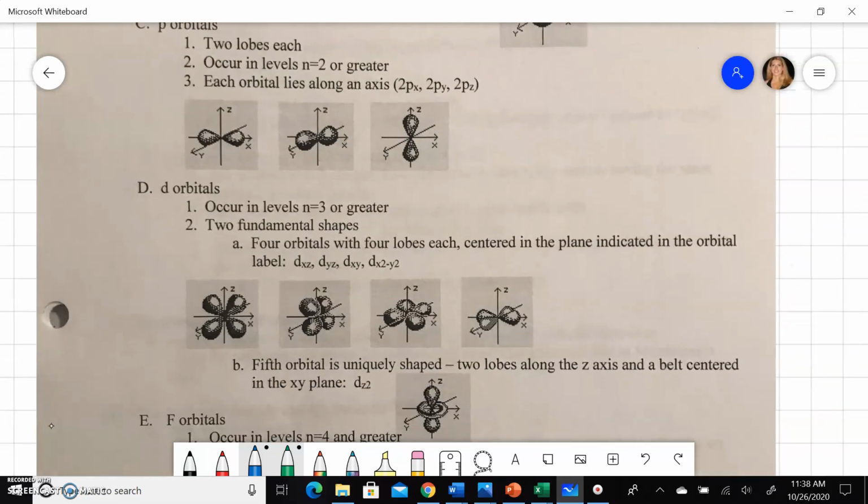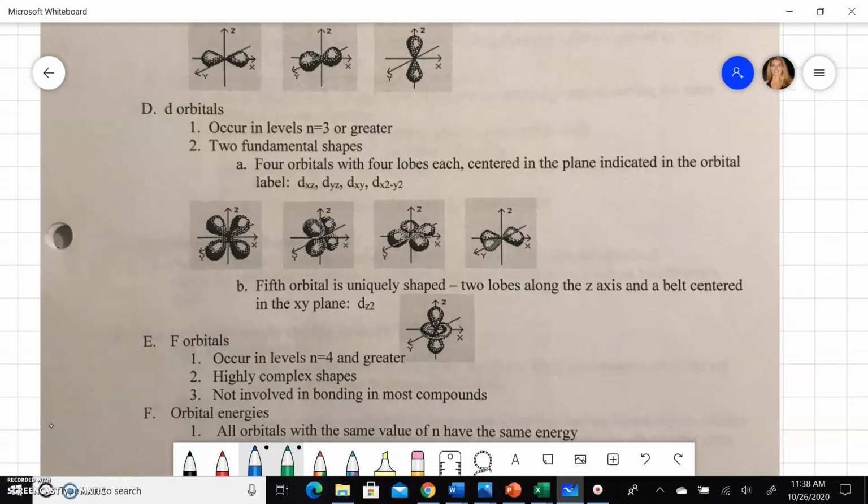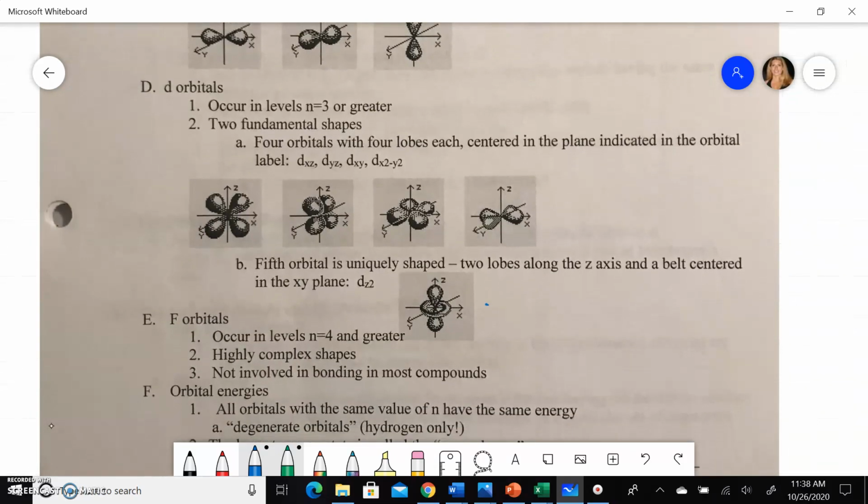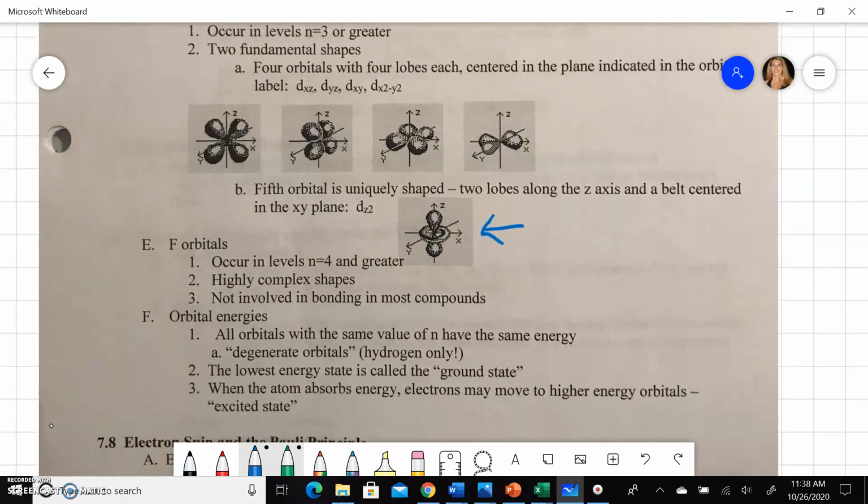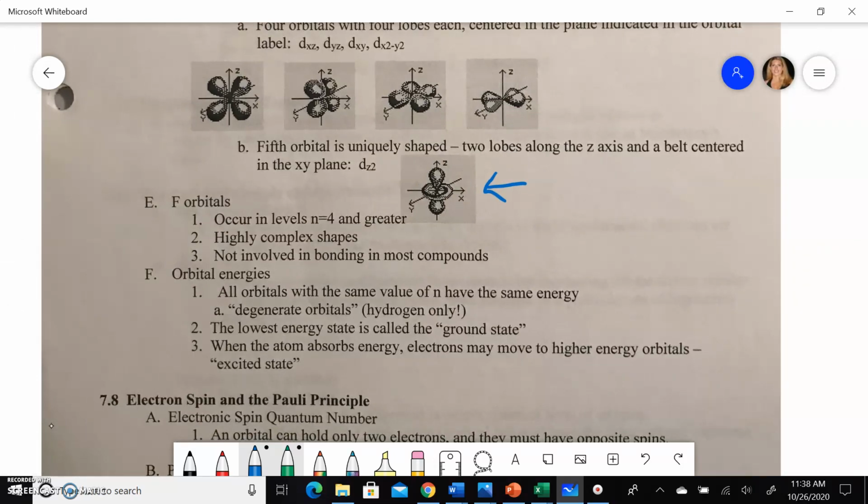The d orbitals get kind of crazy. The first 4 for d look like a clover leaf, and then notice this 5th one is just crazy. It's like a peanut with a donut around the middle, or a bagel. And that's just the picture that they have for it. And then f is so complex that we just don't even have a good visual image for it.